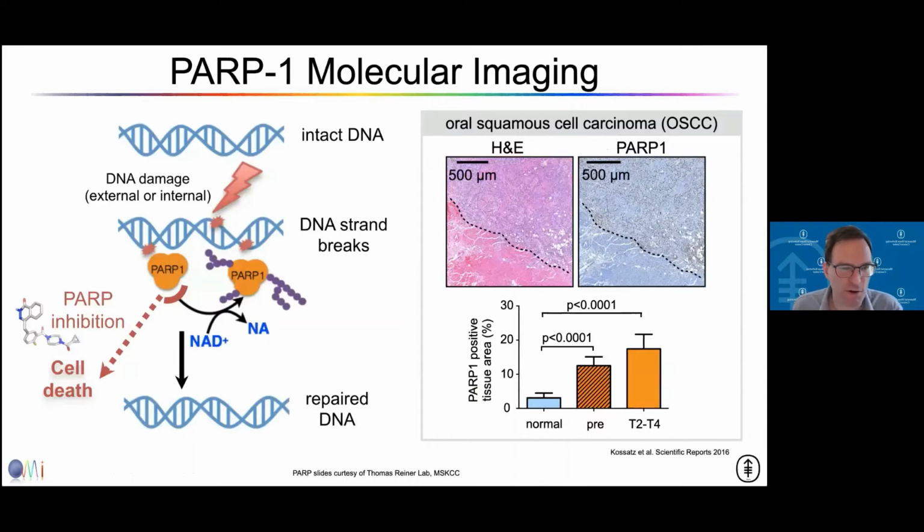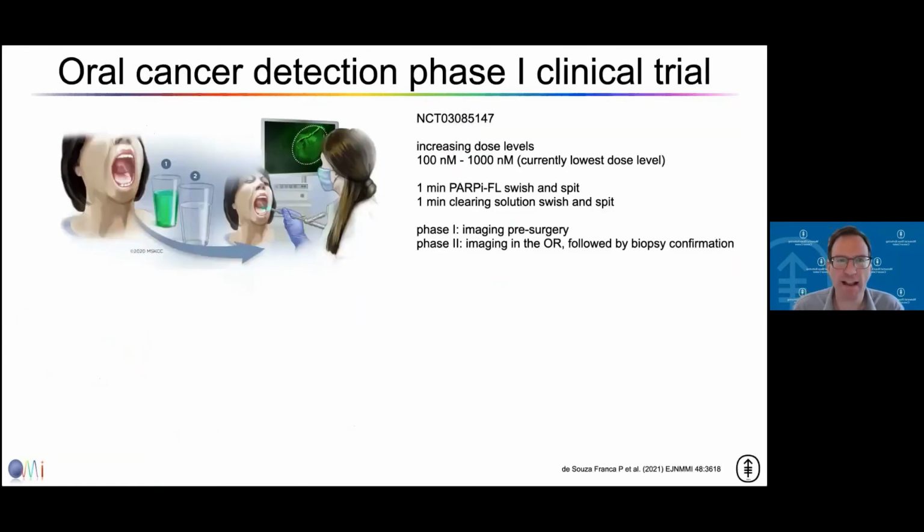PARP is involved in DNA repair, highly expressed in tumors, also the lymphocytes. But here they show PARP imaging in the tumor, and here's the border of the tumor, normal tissue, and here's the tumor tissue in an oral squamous cell carcinoma, and that led them to a phase 1 clinical trial to detect oral cancer with basically a mouthwash containing the fluorescent agent, and then the dentist or oral surgeon can look into the mouth and see the lesion there.